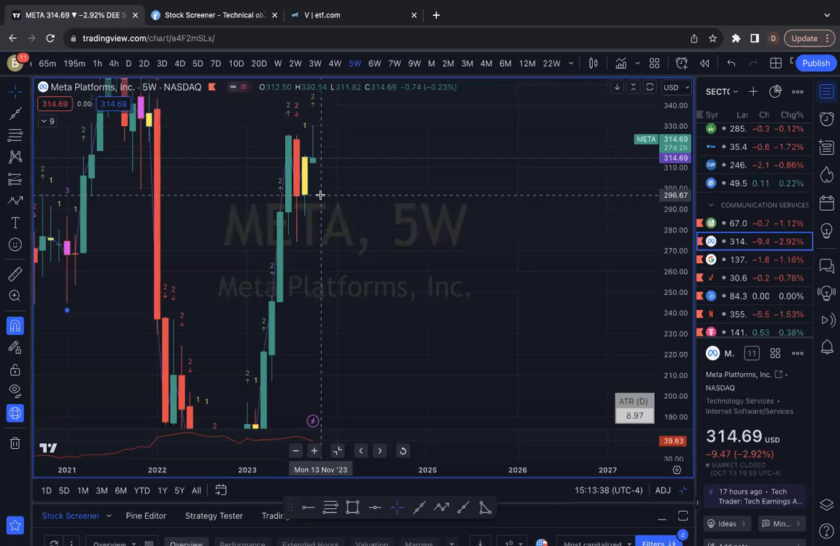And just because you look on Meta or one ticker and you see that following weekly candle opening, that's going to be across the board. That's for the whole market. Those are the candles that open for the entire market. Okay.